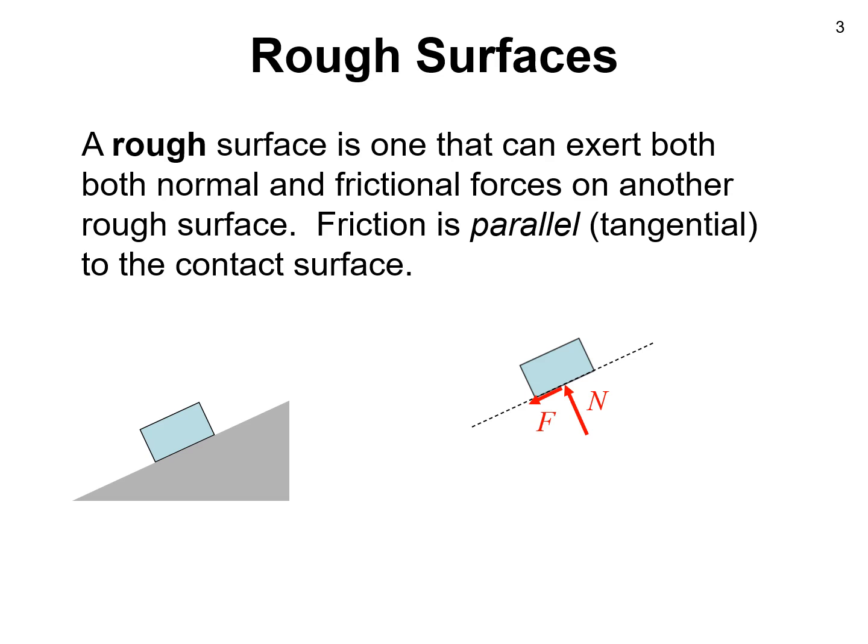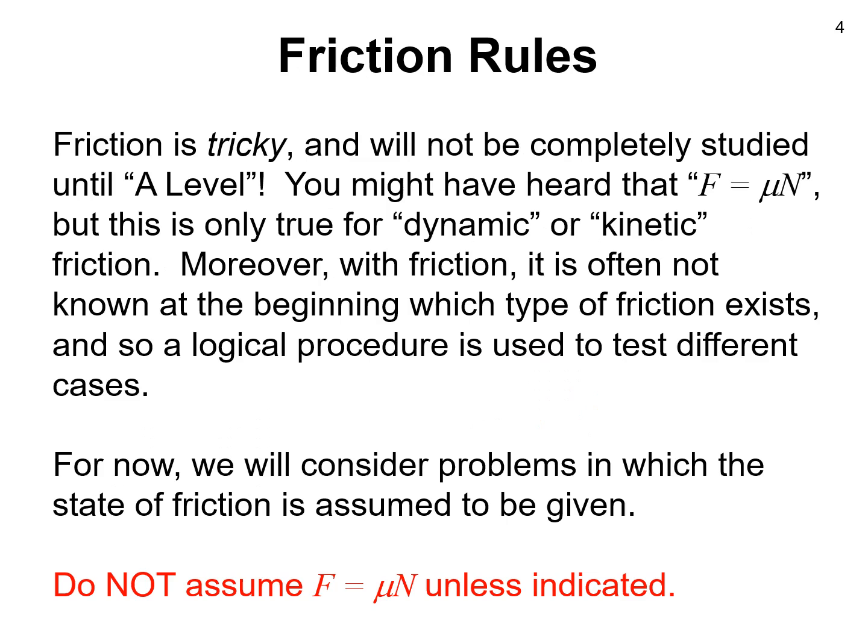And the frictional force is always parallel, but you might have seen some rules about friction in physics, for example. Friction is quite a complicated topic, and we will not really be doing a full treatment of friction until the A level of this course. But for now, let me just say that you might have heard the law F equals mu times N. This is only true for dynamic or kinetic friction, but in general, that's not always the case. And what's also a complicating factor is that in some problems, you don't even know which type of friction you have at the beginning, if it's static or kinetic.